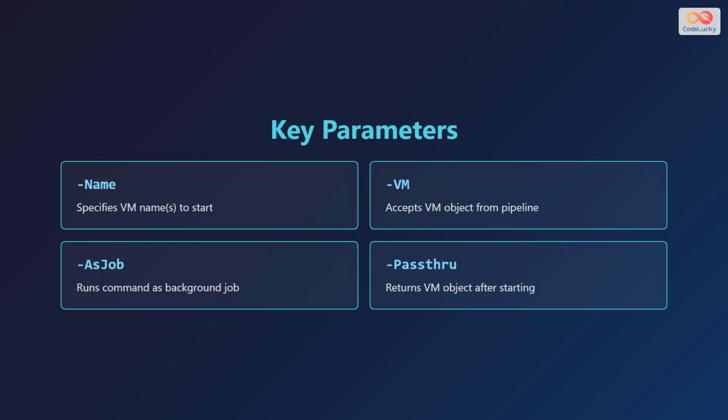Start-VM has several important parameters you should know. The -Name parameter specifies which virtual machine or machines to start. The -VM parameter allows you to pass virtual machine objects through the pipeline. The -AsJob parameter runs the command as a background job, which is helpful when starting multiple VMs or when you don't want to wait for the operation to complete. Finally, the -Passthru parameter returns the VM object after starting, allowing you to continue working with it in your script or pipeline.